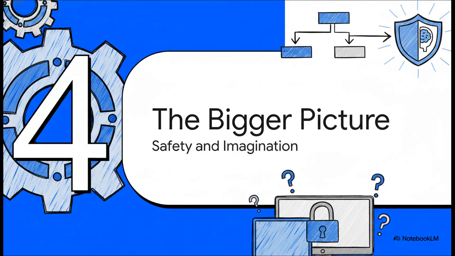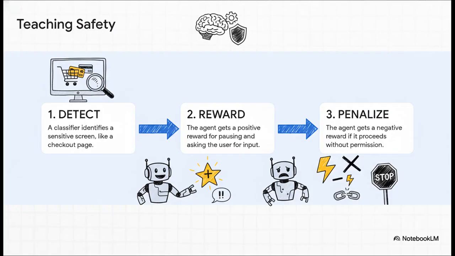Okay, so let's zoom out to the bigger picture and talk about how this all becomes a safe, usable product. Because let's be honest, letting an AI have total control of your computer, well, that raises some pretty important questions, doesn't it? What's so smart is that safety isn't just some hard-coded rule, it's actually a learned behavior. Using that same reinforcement learning system, they teach the AI to recognize sensitive screens, like a credit card checkout page. It then gets a positive reward, a little treat basically, for pausing and asking you for permission, and it gets a negative reward, a penalty, if it dares to proceed on its own. It literally learns to be cautious.